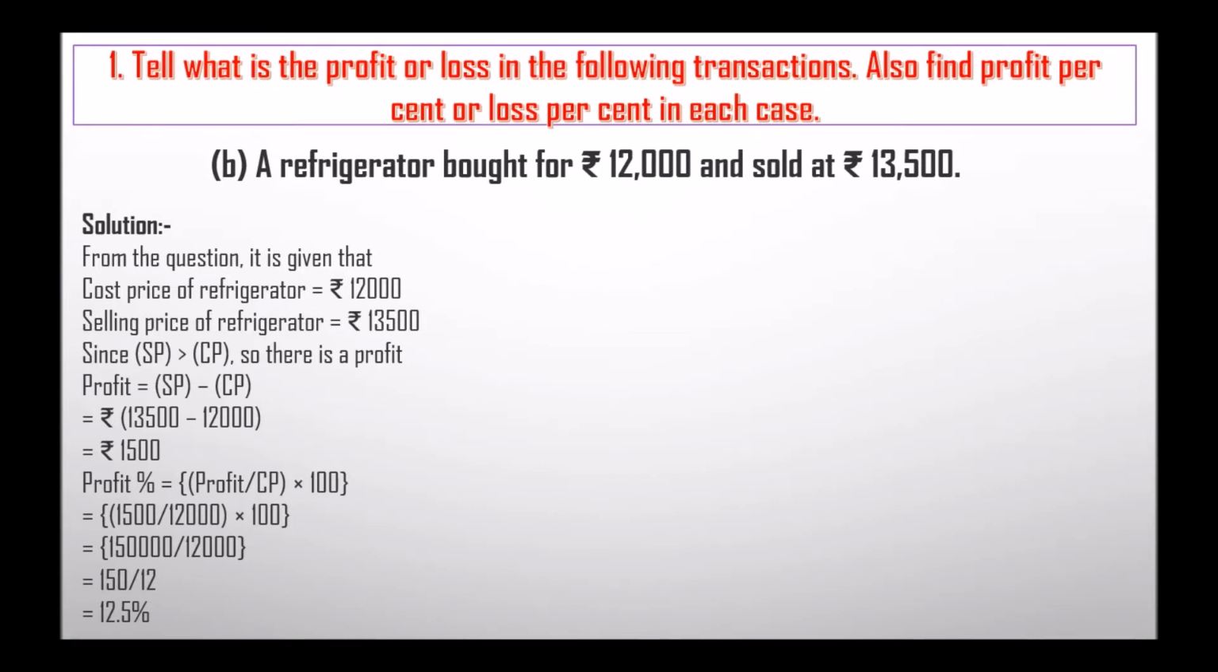Profit percentage we have to find, so the formula is profit upon CP into 100. So 1,500 upon 12,000 into 100. So 1,500 into 100, that is 1,50,000 upon 12,000. 3 zeros will cut, so 150 upon 12, that is 12.5%.